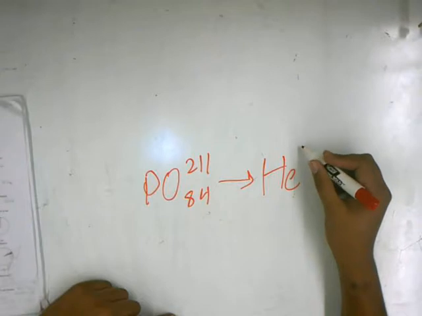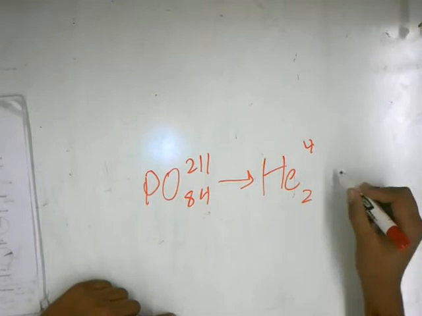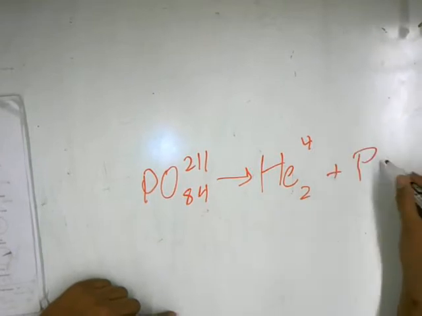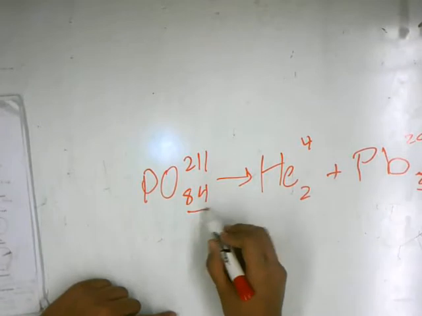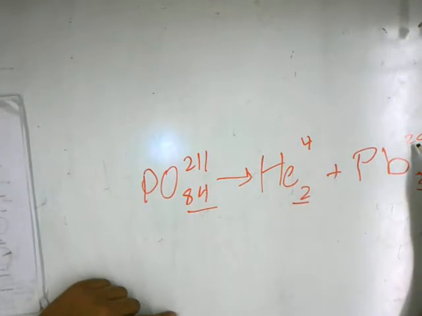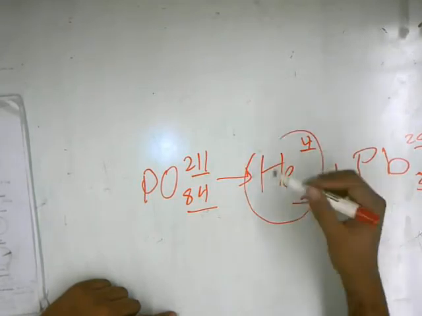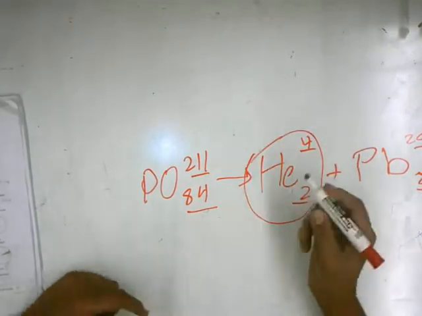If you make it into the helium atom, you can see that this is how you get the helium. You see that the 211 subtracted from 84 equals a 2, and that the 211 subtracted from 207 equals 4, and that's how you get the helium atom. And that'd be question number 1.